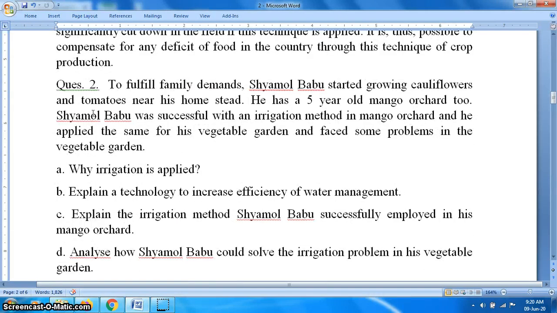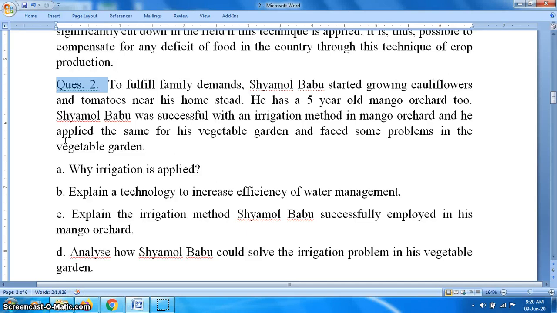Now, question 2. Read the following passage and try to understand this question. To fulfill family demands, Shamol Babu started growing cauliflowers and tomatoes near his homestead. He has a 5-year-old mango orchard too. Shamol Babu was successful with an irrigation method in his mango orchard, and he applied the same for his vegetable garden and faced some problems in the vegetable garden.